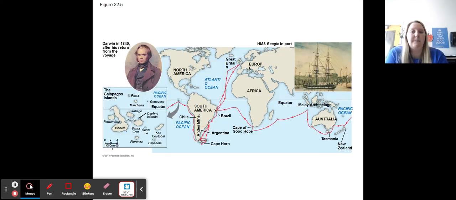This is the map, so to speak, of where Darwin traveled. So he started up in Great Britain, they bounced around North America or South America, stopped in Chile, and just off the coast of Chile is the Galapagos Islands, then down to Australia, and then back to South America and up.